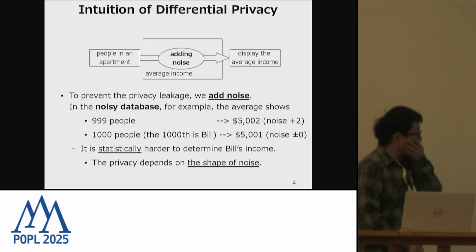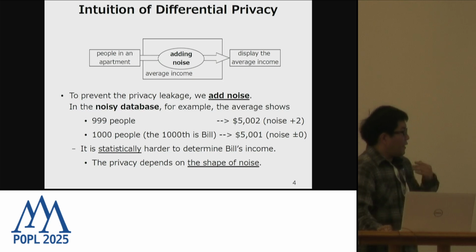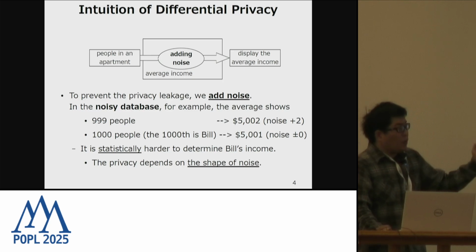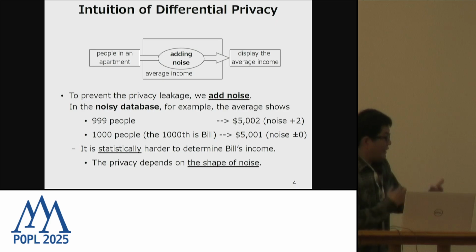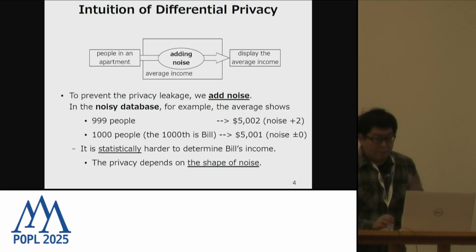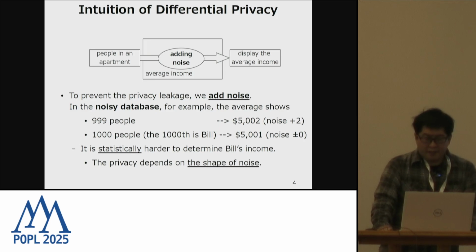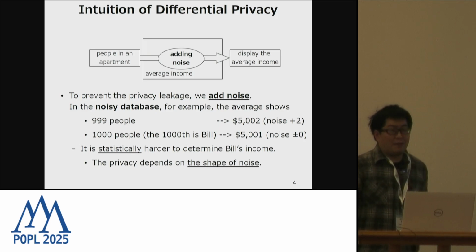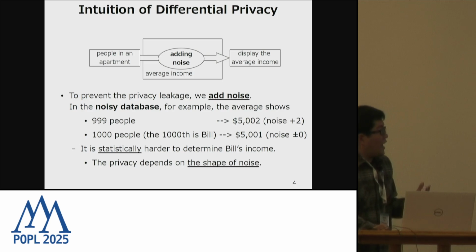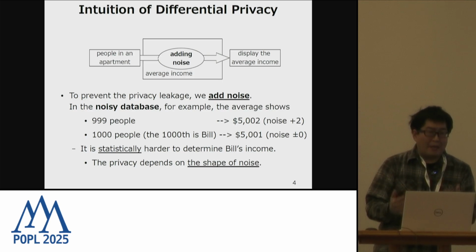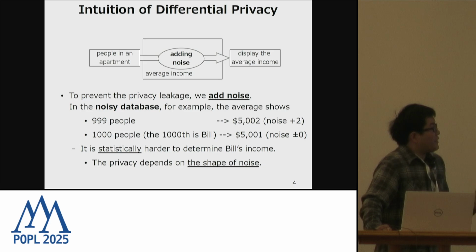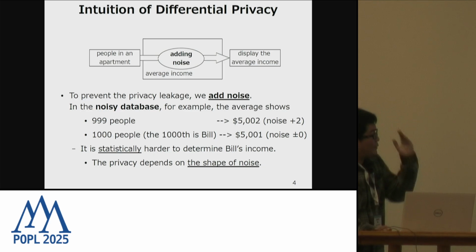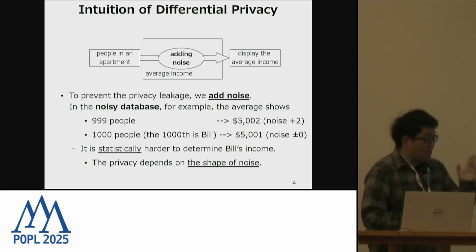So importantly, the amount of noise is basically small. However, it is statistically harder to determine the Bill's income. So it is an intuition of differential privacy. Actually, to realize the differential privacy, we need to discuss the specification of the average income query, and we need to discuss the shape of noise.